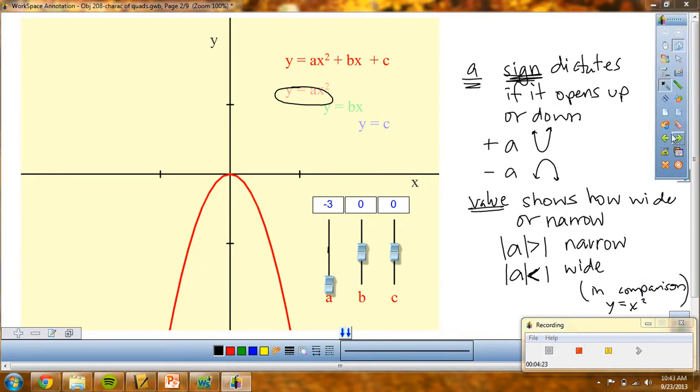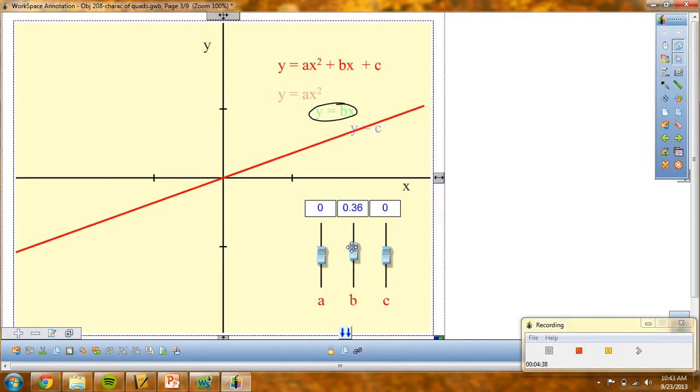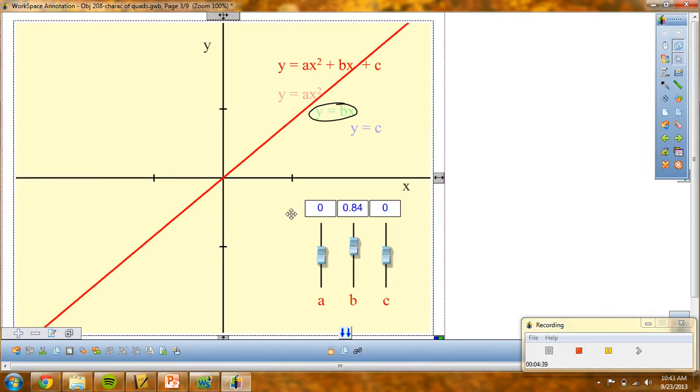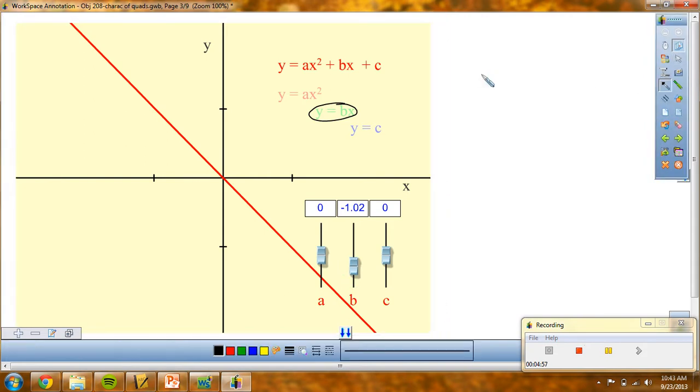So then we get to play with this graphic and just focus on leaving A 0, leaving C 0, and seeing how B impacts our graph. So B is a little tricky. When we see our B, we see here we have a positive number, and we end up getting this line, which is a positive slope. And as soon as we move it negative, we also see a line that is a negative slope, right? So our B is the slope of the line through the origin.